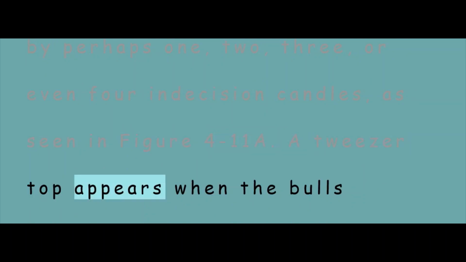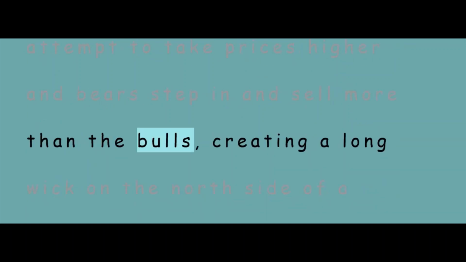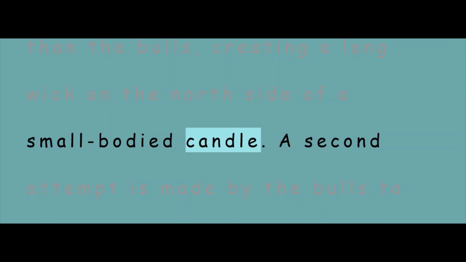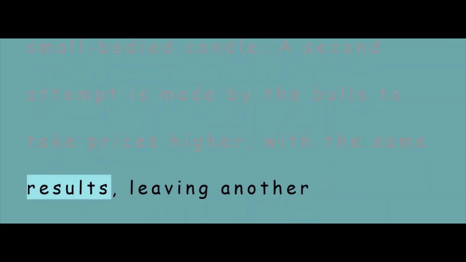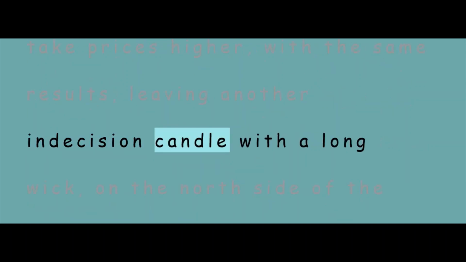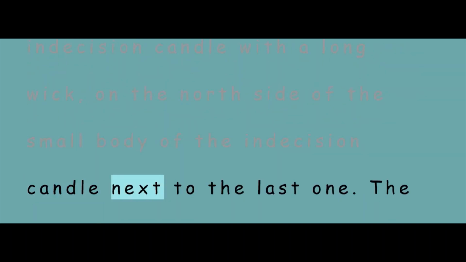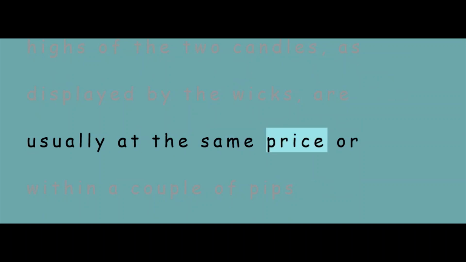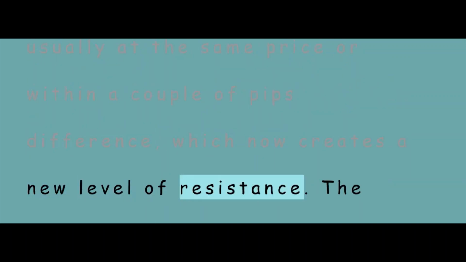A tweezer top appears when the bulls attempt to take prices higher and bears step in and sell more than the bulls, creating a long wick on the north side of a small-bodied candle. A second attempt is made by the bulls to take prices higher, with the same results, leaving another indecision candle with a long wick on the north side of the small body of the indecision candle next to the last one. The highs of the two candles, as displayed by the wicks, are usually at the same price or within a couple of pips difference, which now creates a new level of resistance.